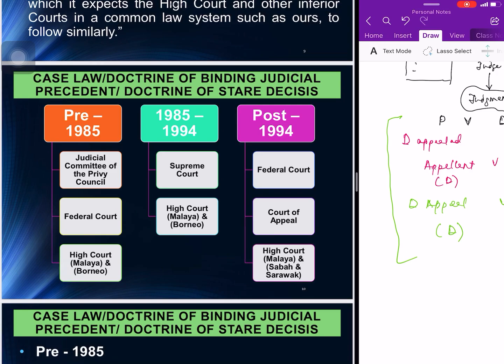But then in 1985, there were changes in the court structure. Now there's only the Supreme Court and the High Court of Malaya and Borneo. And again, in 1994, there was a change in the court structure. The highest is the Federal Court, then the Court of Appeal, and the High Court of Borneo is called the High Court of Sabah and Sarawak. If you notice, beginning in 1985, we are no longer sending our cases to the Judicial Committee of Privy Council. So the Privy Council is no longer the highest appellate court; from 1985 to 1994, the Supreme Court is the highest appellate court, and post 1994, the Federal Court is the highest appellate court.